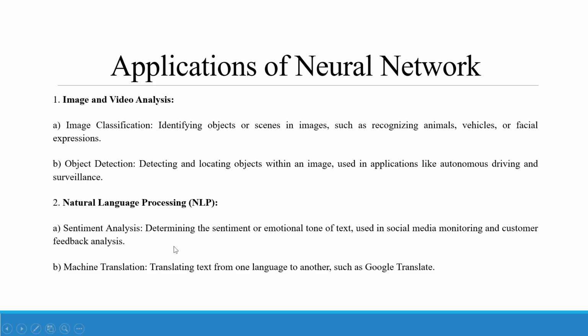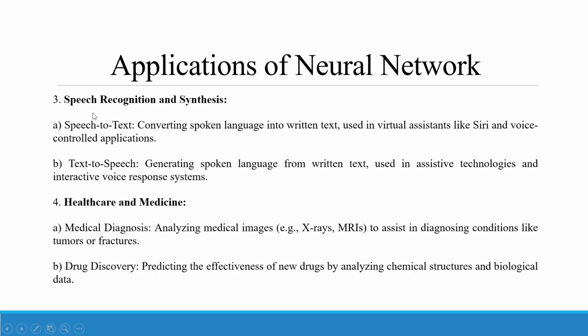Natural language processing. Determining the sentiment or emotional tone of text, used in social media monitoring and customer feedback analysis. Machine translation. Translating text from one language to another, such as Google Translate. Speech recognition and synthesis. Speech to text, converting the spoken language into written text, used in virtual assistants like Siri and voice control applications.